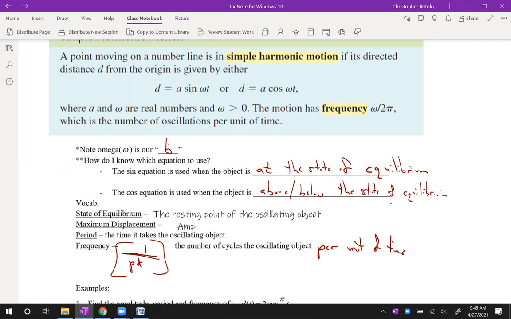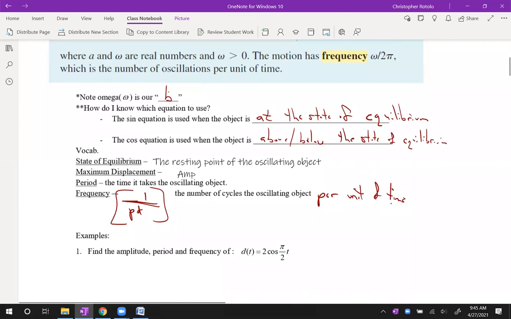Okay, so how do I know which one to use? If we have 0, 0, that's sine, right? Because sine starts at 0, 0. So if it's at equilibrium when we get started, or if we can identify 0, 0, then that's what we'll use. If it's not at 0, 0, we're going to use cosine, because cosine starts typically at 1, and its reciprocal is going to start at -1. So if it's above or below when it's at its resting point, then that's what we're going to deal with.